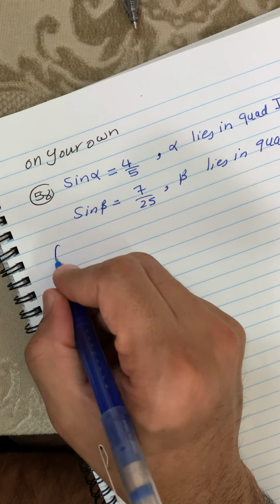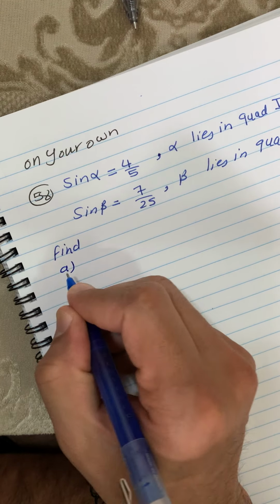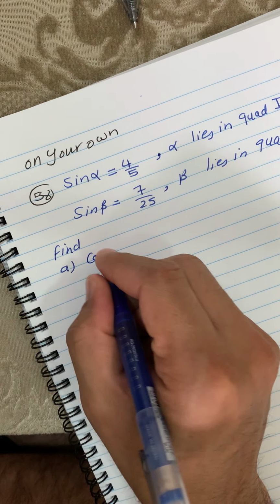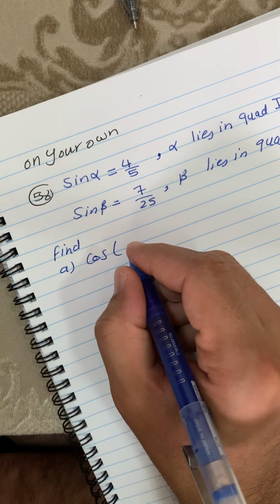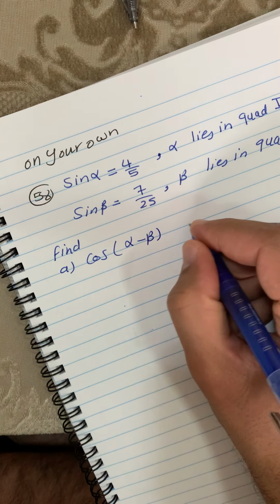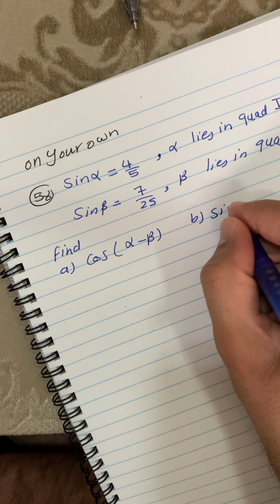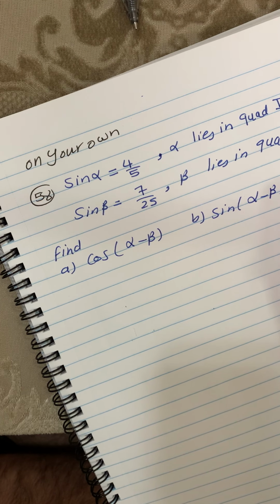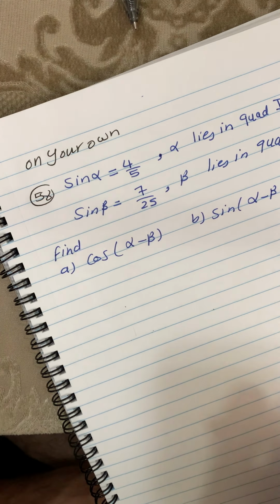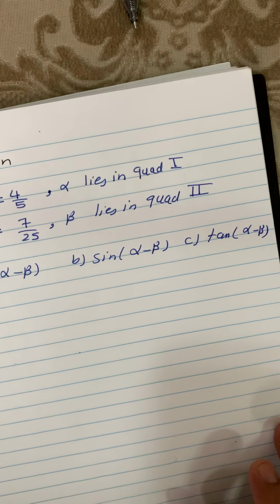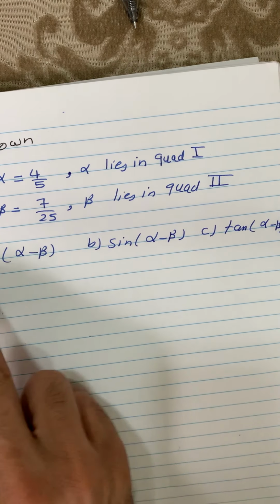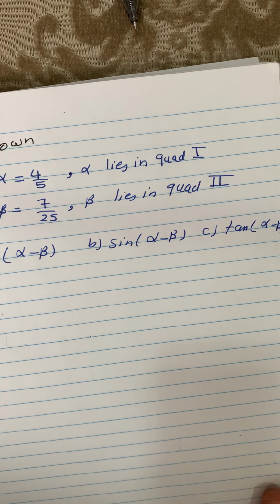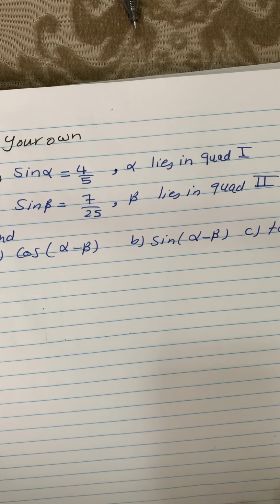It says find A, the same cosine, but I'm going to change the sign here. Alpha minus beta. B, sine alpha minus beta. C, tan alpha minus beta. So the same, but find the difference between the two angles. This is number 58 in your textbook.